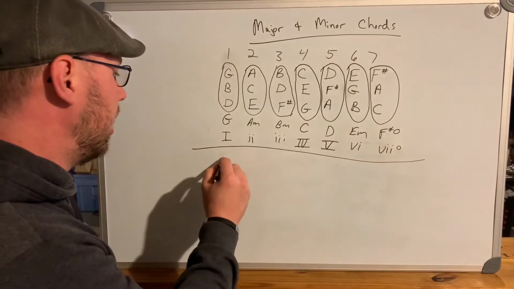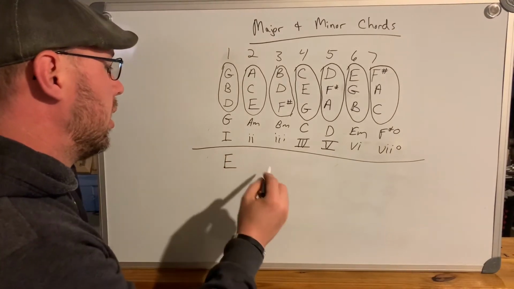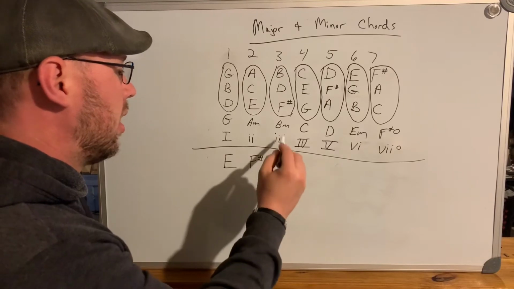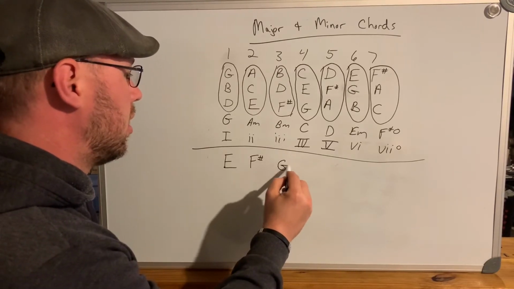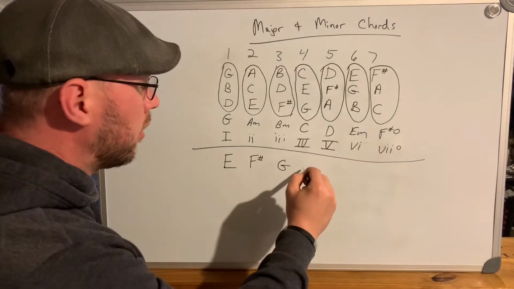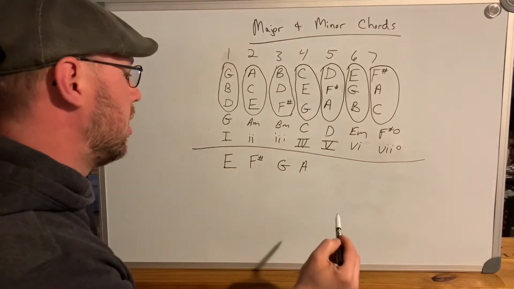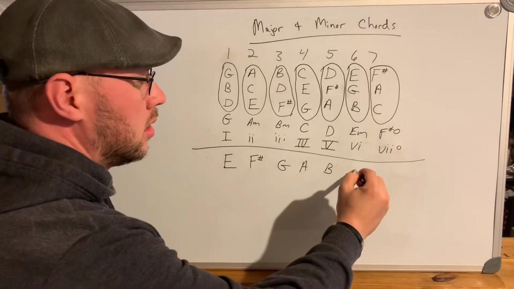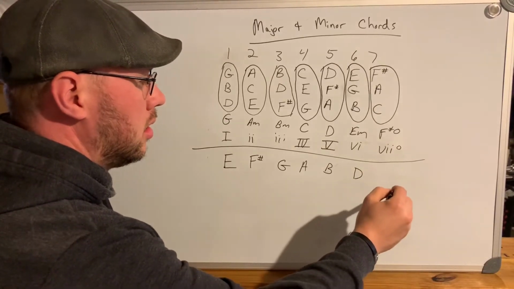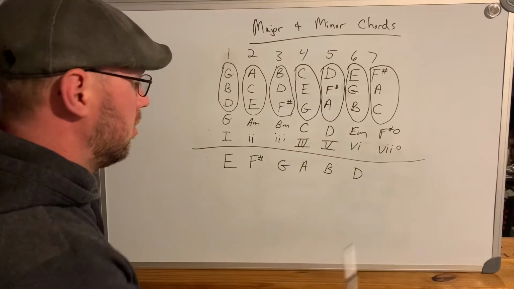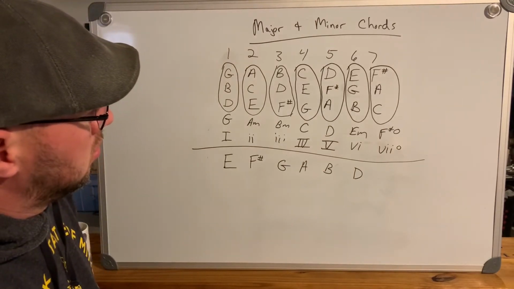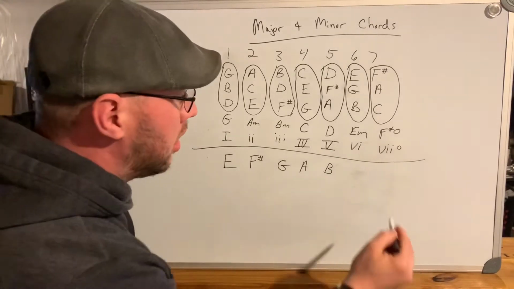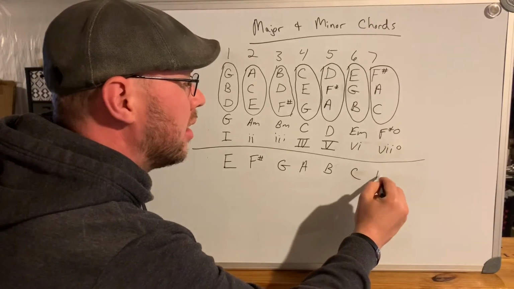So let's go with an E. Then the second one would be an F sharp. Third would be a G. Your fourth would be an A. Fifth would be a B. Then a D. Yeah, I can't count today. Sorry, folks. It's quarantine. It's getting to me. All right, now we're going to have a C, and then your D.